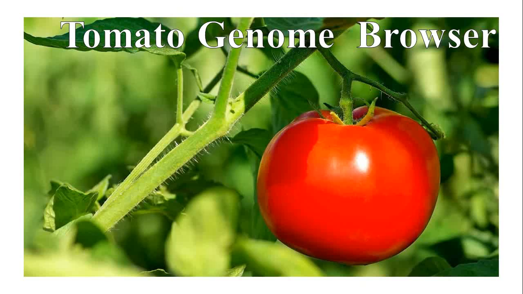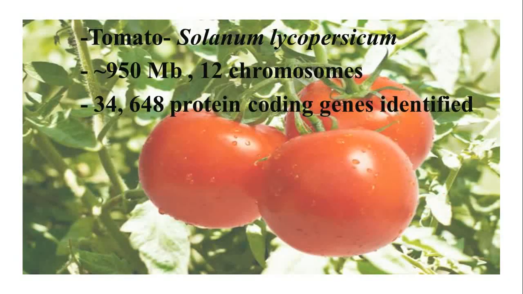Genome browsers are platforms to browse, search, analyze and retrieve raw as well as annotated genomic data with a graphical user interface. Tomato, binomially Solanum lycopersicum, has a genome size of approximately 950 megabase pairs in 12 chromosomes. So far, 34,648 protein coding genes have been identified.